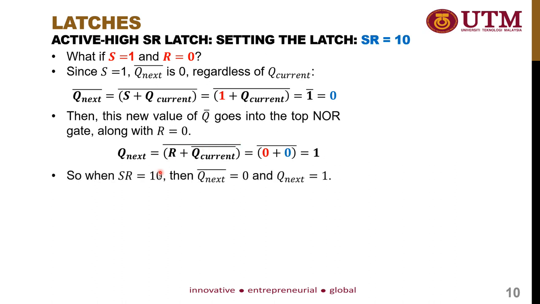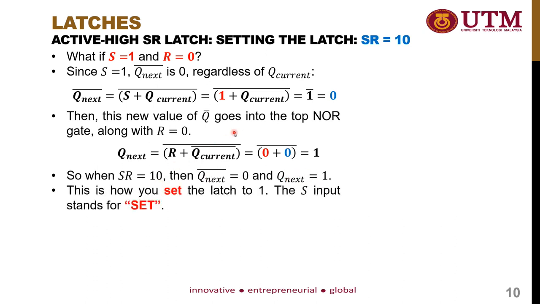So when S equals 1 and R equals 0, then Q next bar equals 0 and Q next equals 1. This is how you set the latch to 1. The S input stands for set. In an active high SR latch, S stands for set and R stands for reset. If you set S equals 1 and R equals 0, it means that you set the latch to 1. When we say the latch is set, it means that the output Q next equals 1 and the output Q next bar equals 0.